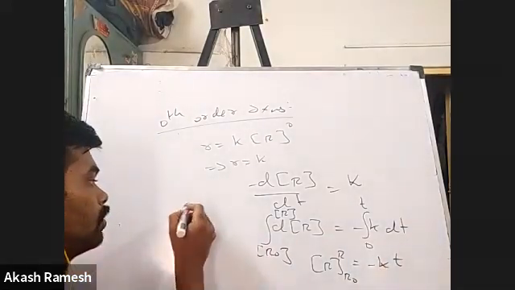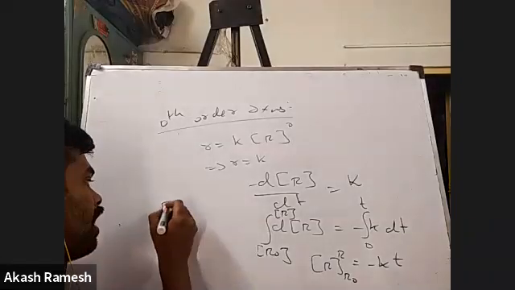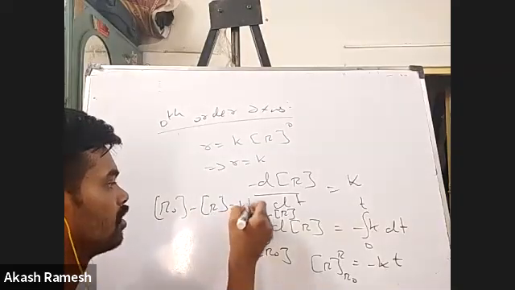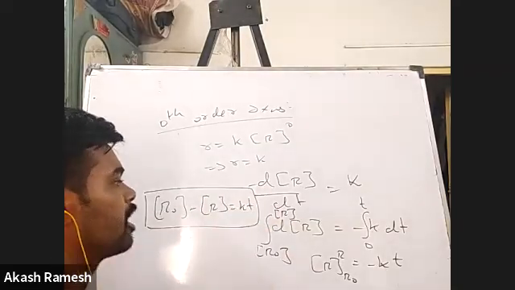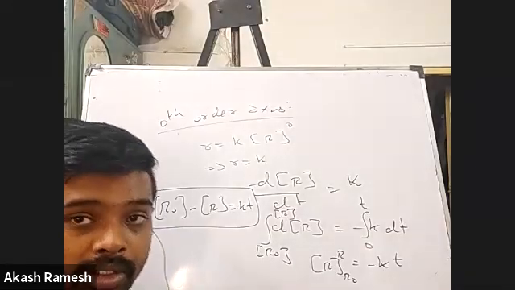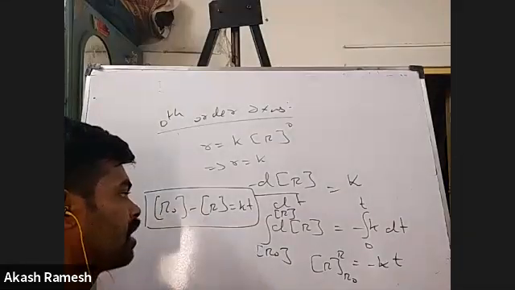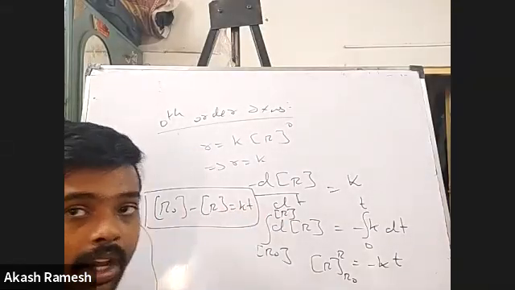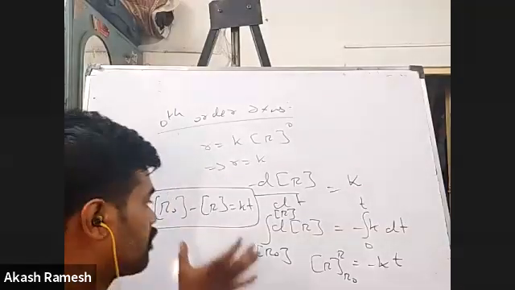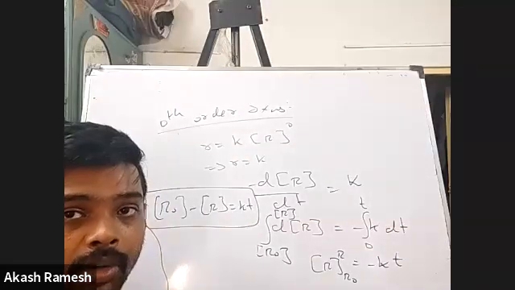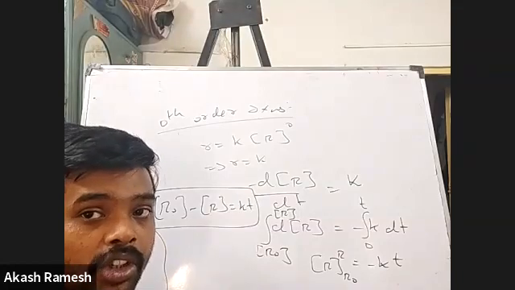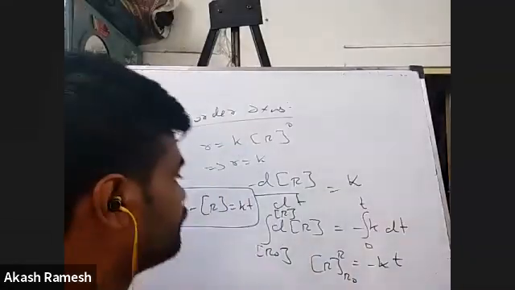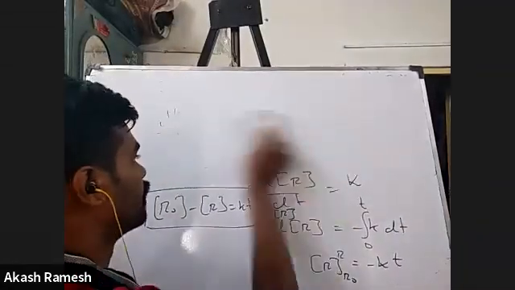right? So I will have R naught minus R is equal to KT. That's it. This is the equation which you have to remember for your zeroth order reaction. R naught minus R is equal to KT, or R naught minus R divided by K is equal to T, whatever it is, right? So this equation which you have to remember, R naught minus R is equal to KT, is the equation for zeroth order reactions.